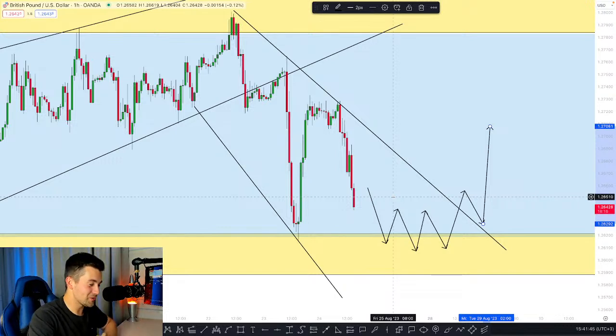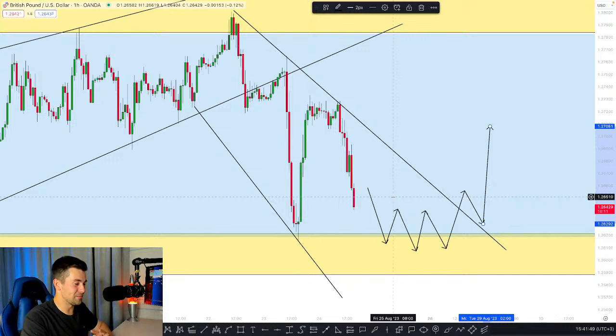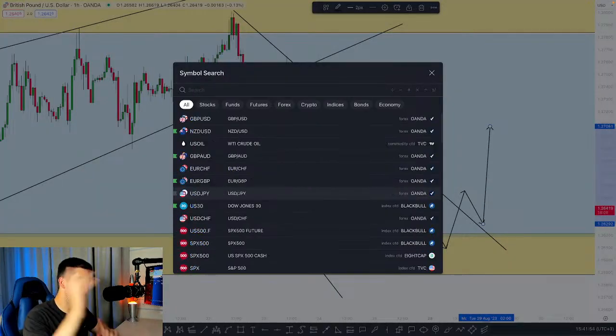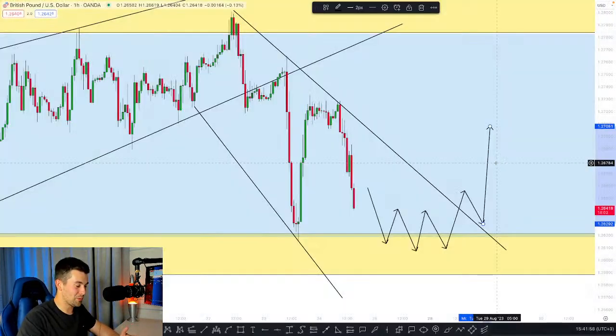Traders, let me know if you have any questions. Let me know if everything is clear. Now let's check US 30 index, and I promised to analyze Euro Yen. Sorry, Euro Yen will be the next one.